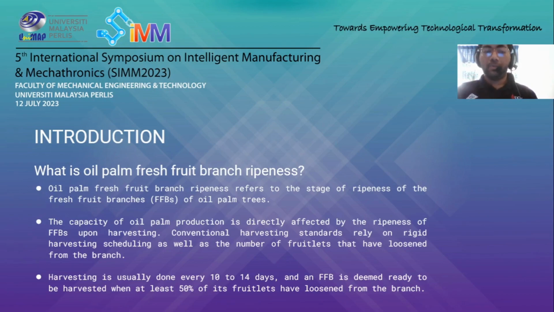of oil palm trees. The capacity of oil palm production is directly affected by the ripeness of FFBs upon harvesting. Conventional harvesting standards rely on rigid harvesting scheduling as well as the number of fruitlets that have loosened from the branch. Harvesting is usually done every 10 to 14 days, and an FFB is deemed ready to be harvested when at least 50% of its fruitlets have loosened from the branch.